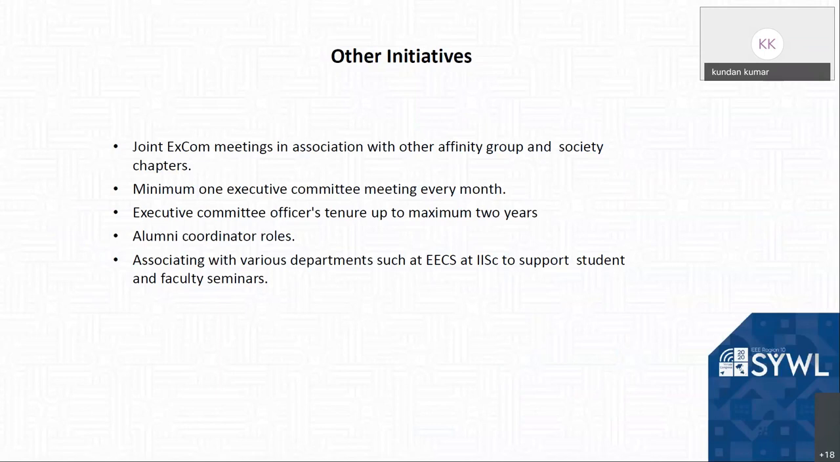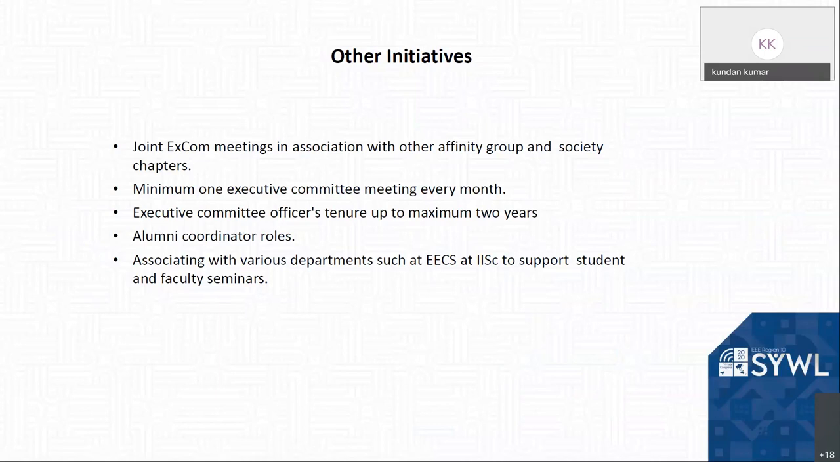We are a 100-year-old institute, and the HKN chapter started recently. So how can we bring alumni to be part of this? Because they're established at various places, and we can leverage their talent and leadership in training. So we are trying to bring in an alumni coordinator role who can take these positions.